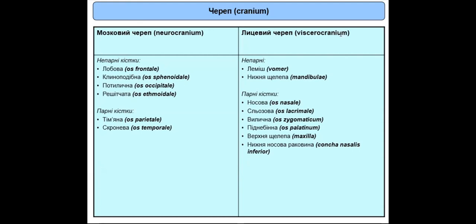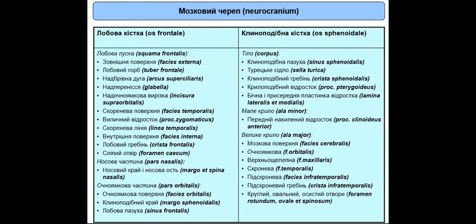Visceral cranium, unpaired bones: vomer and mandible. Paired bones: nasal, lacrimal, zygomatic, palatine, maxilla, concha nasalis inferior.